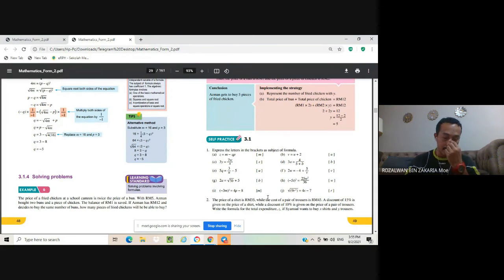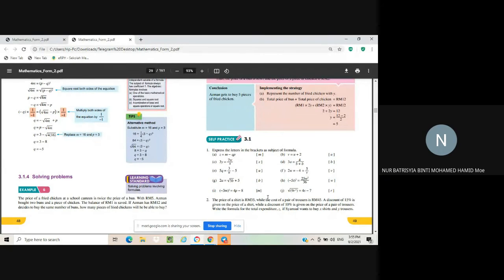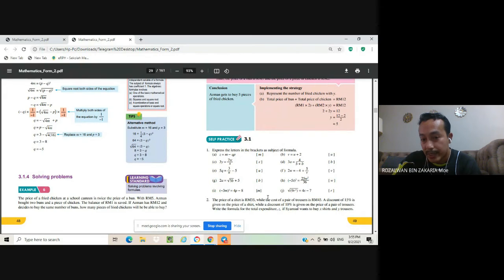Class, Nur Batrisha, are you there? Can you listen to me? Yes, teacher. Okay, Nur Batrisha, I want you to do question number 1D. The question asks you to express the letter in the bracket as the subject of the formula. That means for D, the formula is 3A equal to 4 over 5 plus B. Then you need to change the subject. That means you need to change the formula to make B the subject of the formula. Okay, Nur Batrisha, please do question D.